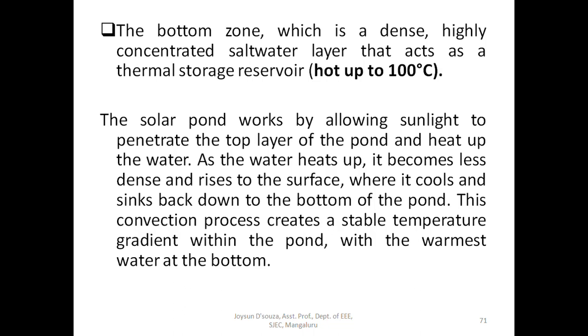So here, as I read this, the solar pond works by allowing sunlight to penetrate the top layer of the pond and heat up the water. As the water heats up, it becomes less dense and rises to the surface, where it cools and sinks back down to the bottom of the pond. This convection process creates a stable temperature gradient within the pond, with the warmest water at the bottom.